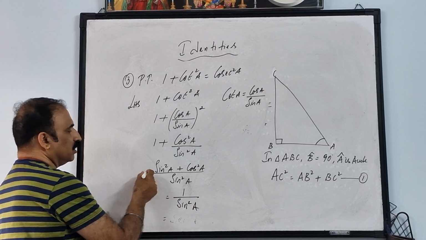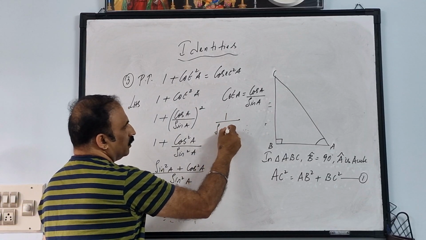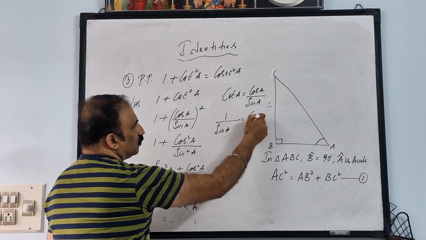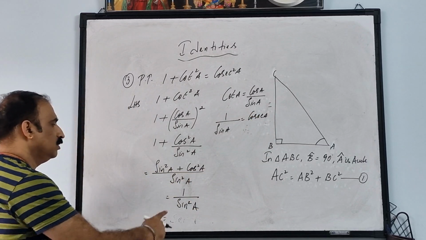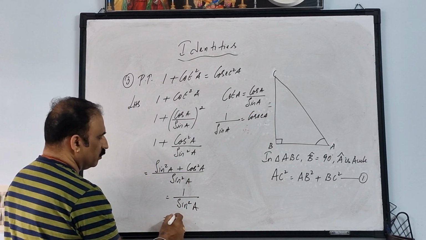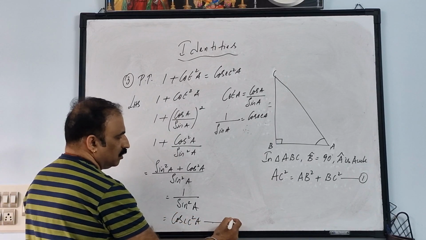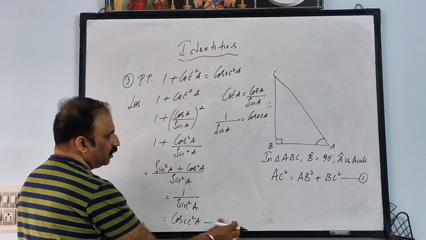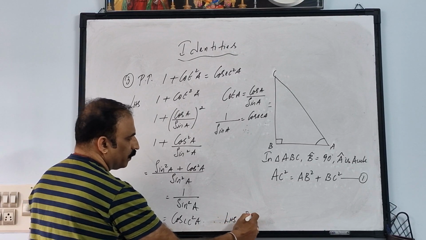Now it goes back to the reciprocals. We know that 1 by sin a is going to be equal to cosecant a, or sin a is going to be equal to 1 by cosec a. So 1 by sin square a is going to be equal to cosecant square a. This is going to be the RHS part. Therefore, we can say LHS is equal to RHS.